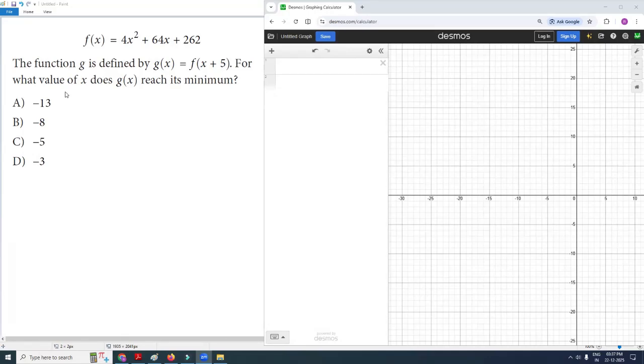f of x equals 4x² + 64x + 262. The function g is defined by g of x equals f of x + 5. For what value of x does g of x reach its minimum?